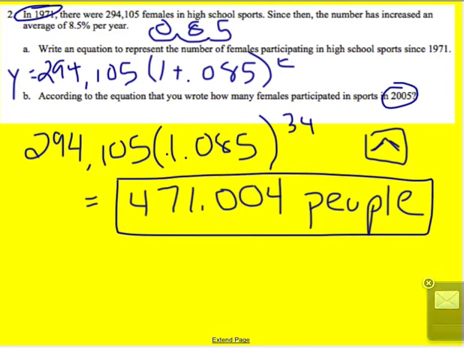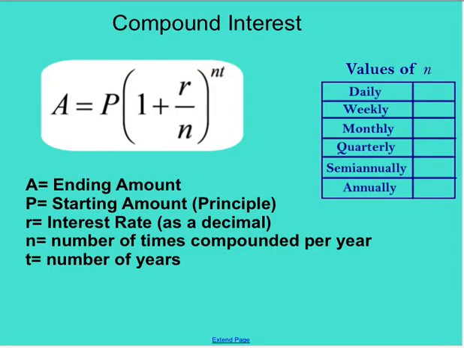Now let's take a look at this compound interest stuff, okay? So there's the compound interest formula. A is equal to P times 1 plus R divided by N raised to the N times T. So let's go over what each of these would mean, and you can put that on the right side of your chart there. So if it's daily, that's going to be 365 days in a year.